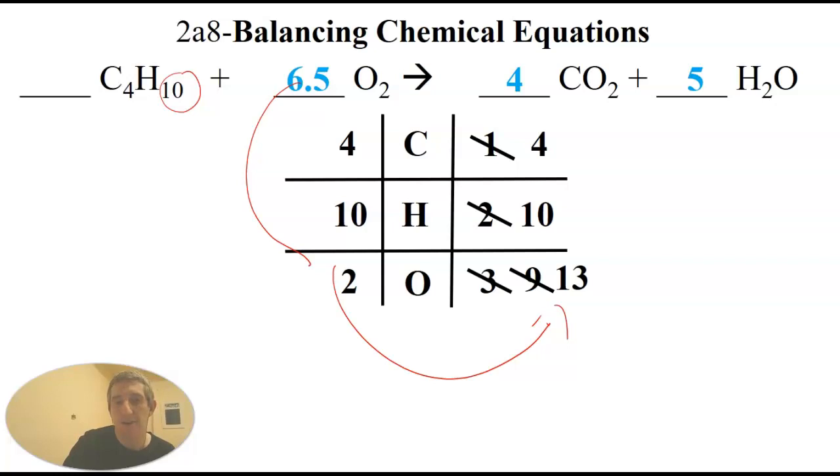But again, we can't have fractions up there. And so, instead, we're going to move this forward and double everything. So the 1 becomes a 2, the 6.5 becomes 13, the 4 becomes 8, and the 5 becomes 10.